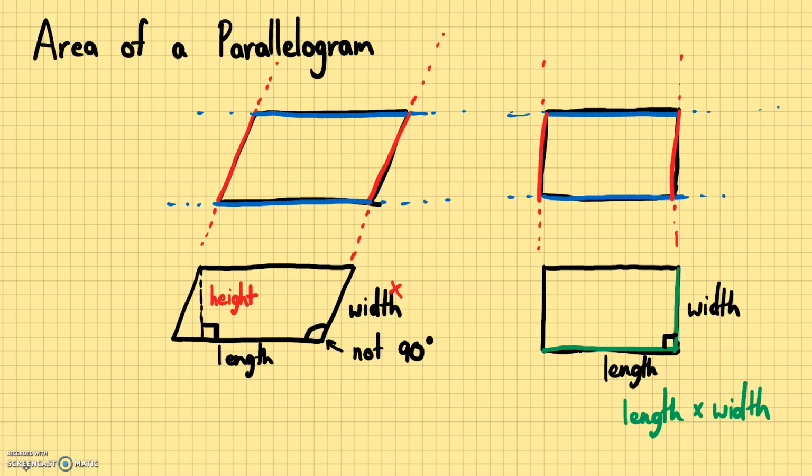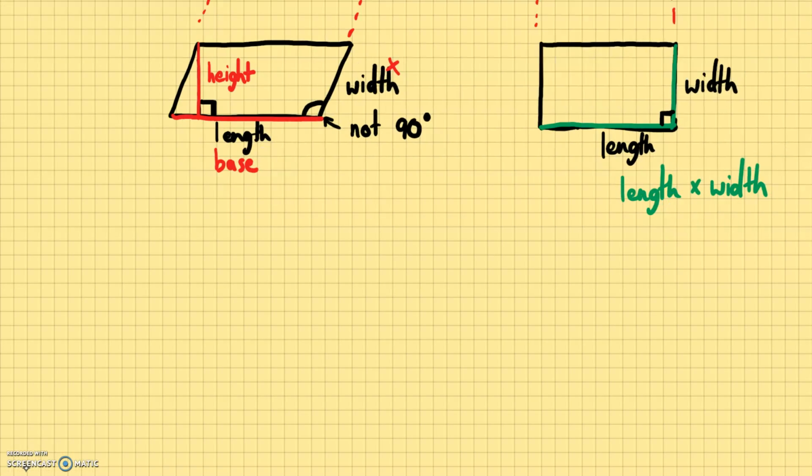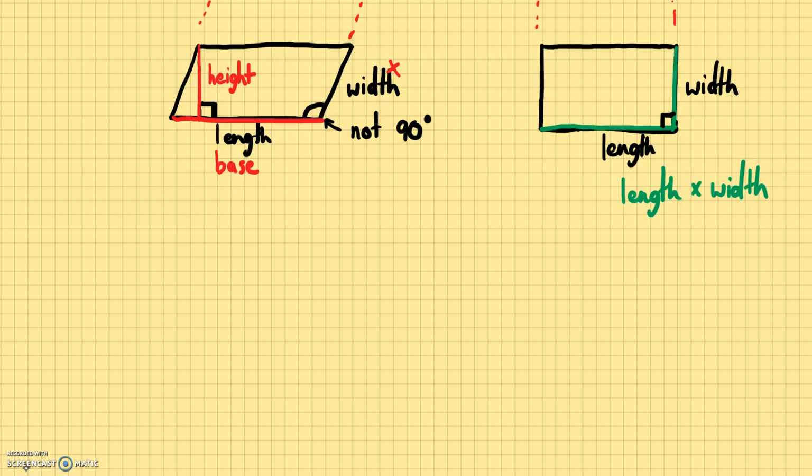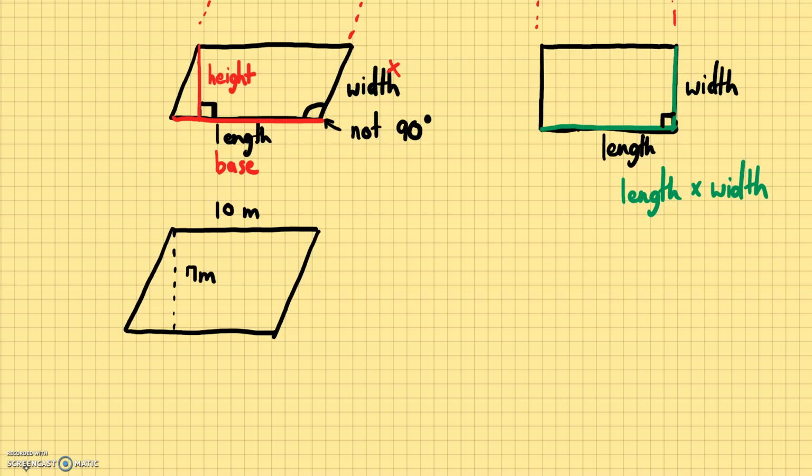And usually when we say height, instead of saying length, we usually call it base. So to find the area of a parallelogram, you'll need to multiply the base times the height. And let's see if that actually solves our problem. So let's do our work down here. Let's say this is 10 meters, and then let's say that our height here is 7 meters. Let's say we multiply this times this.